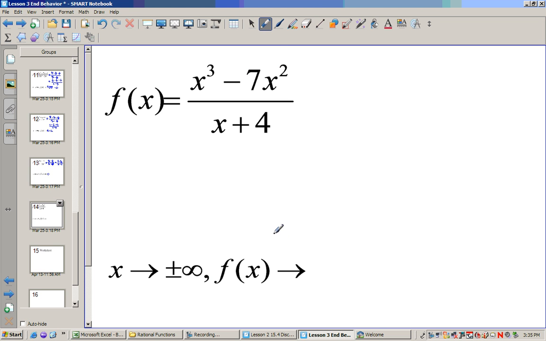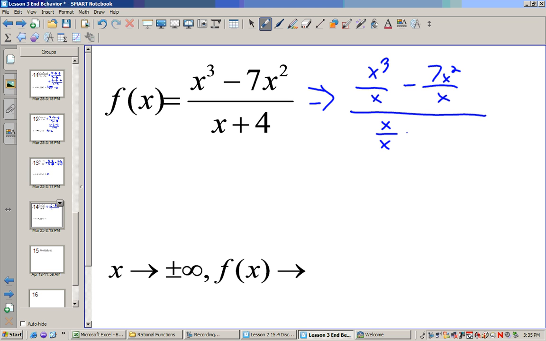Try this one. Hopefully you paused your video and you're back. This one's a little tricky. It'd be x to the third over x minus 7x squared over x divided by x over x plus 4 over x, which brings us to x squared minus 7 all over 1 plus 4 over x. Oh, this would be 7x.